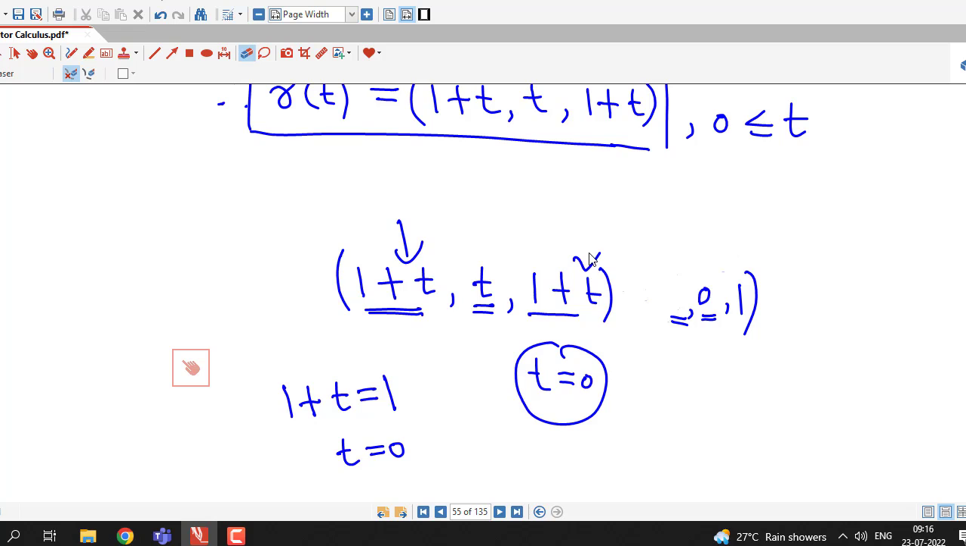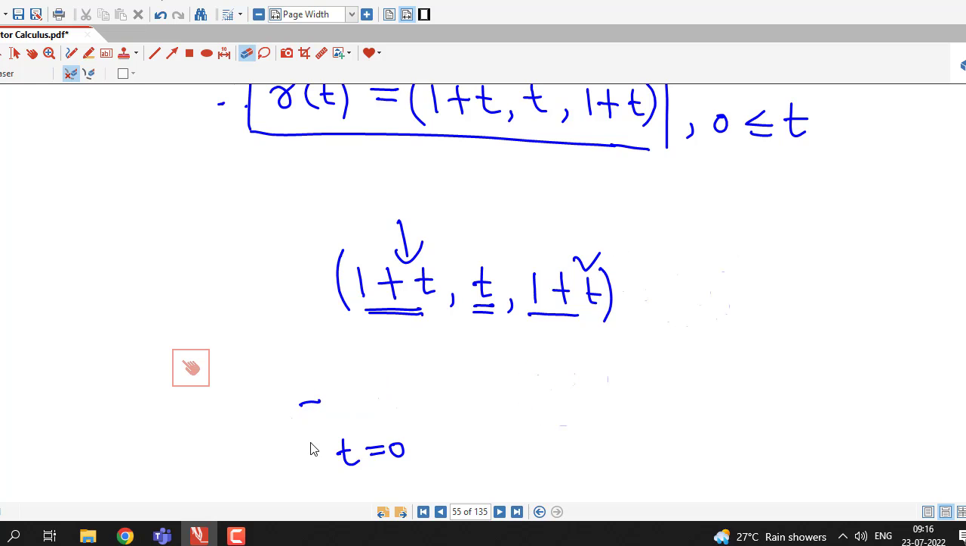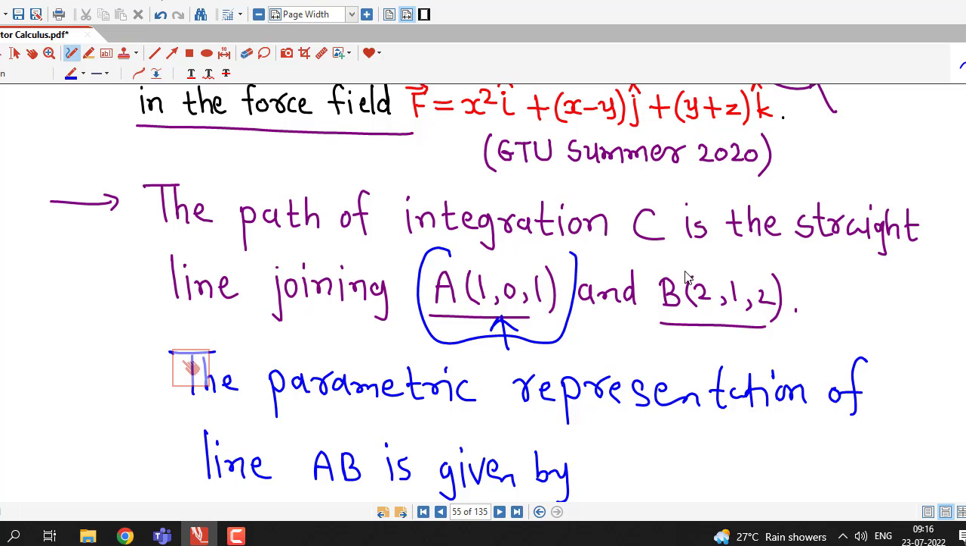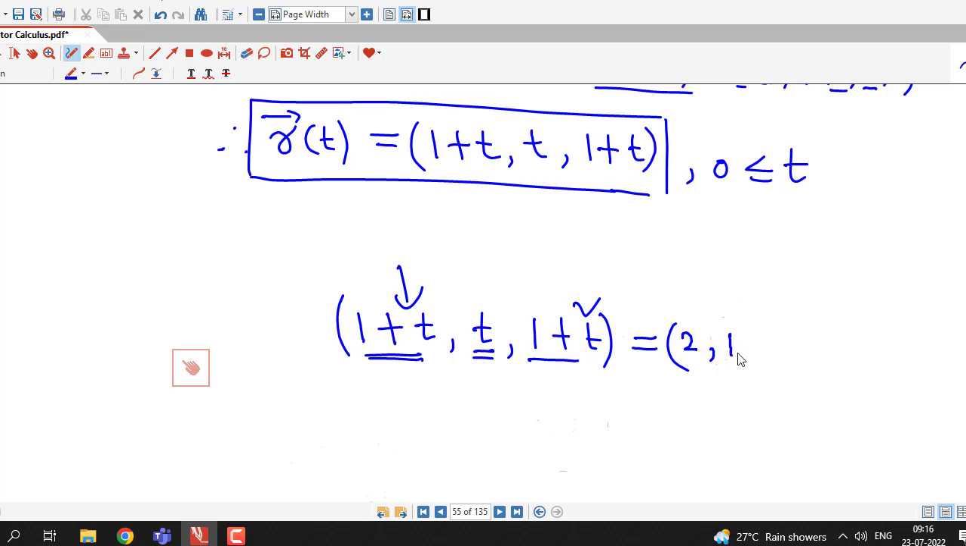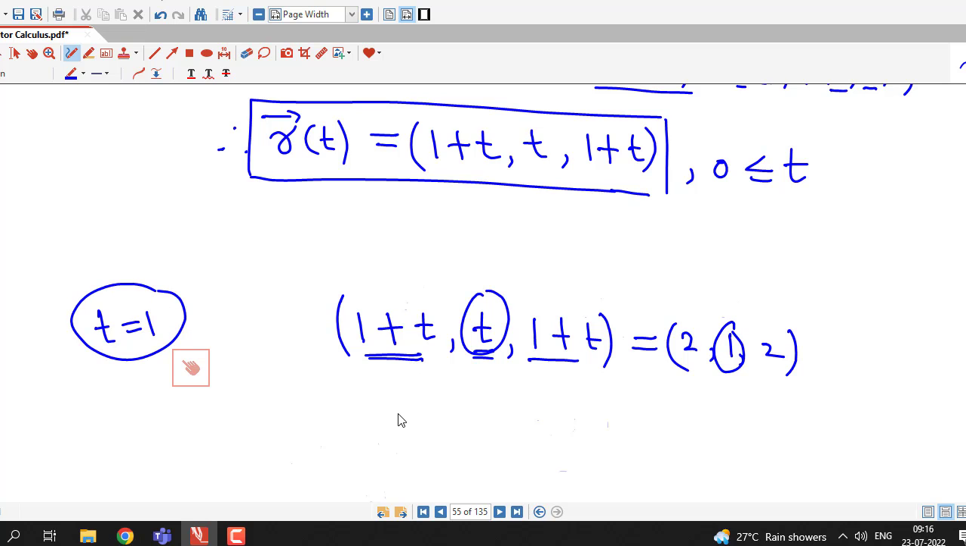Similarly, we decide the value of t corresponding to the second point. So again we equate this vector, which is the parametric representation, to another point, which is (2, 1, 2). So now we compare these two vectors again, and we find out which value of t corresponds to this point. By comparing second components, we obtain t equal to 1, but we should check other components also, and we must get the same value if we compare any of these x, y or z components.